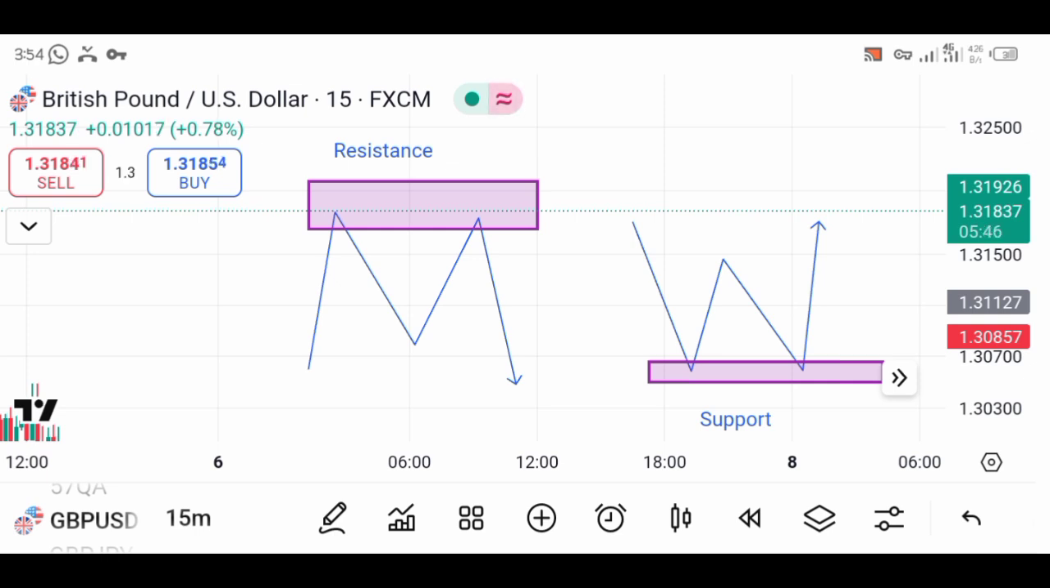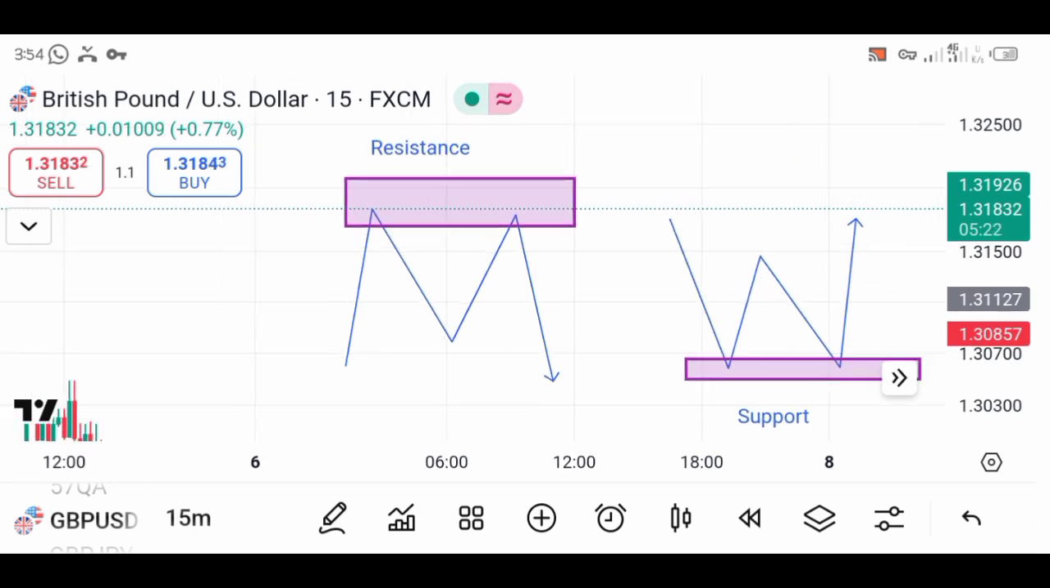While support is the floor, you are jumping on the floor. Because of this floor, you cannot break past. It's the floor that is stopping you, that is not making you pass this thing and go down. So just take support like the floor you are stepping on, supporting you, and the resistance like the top of your roof.